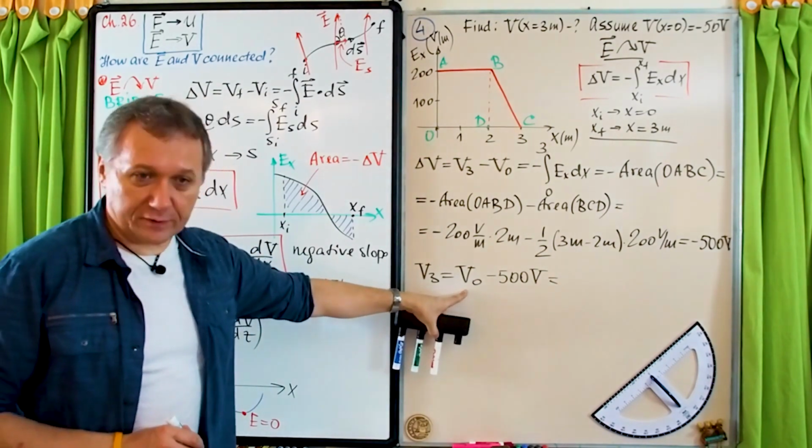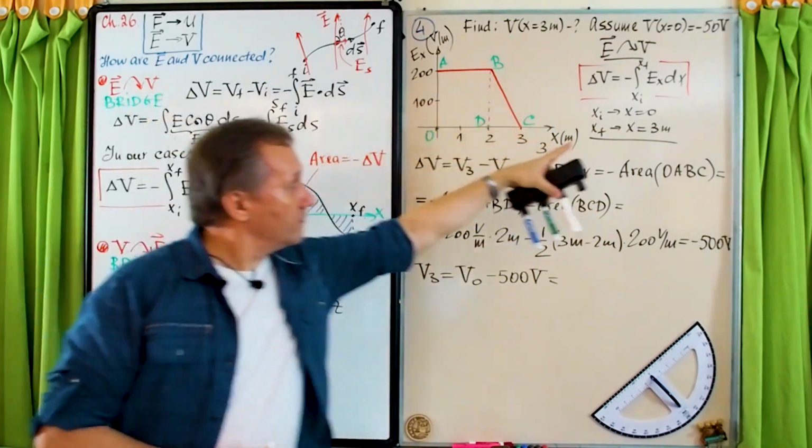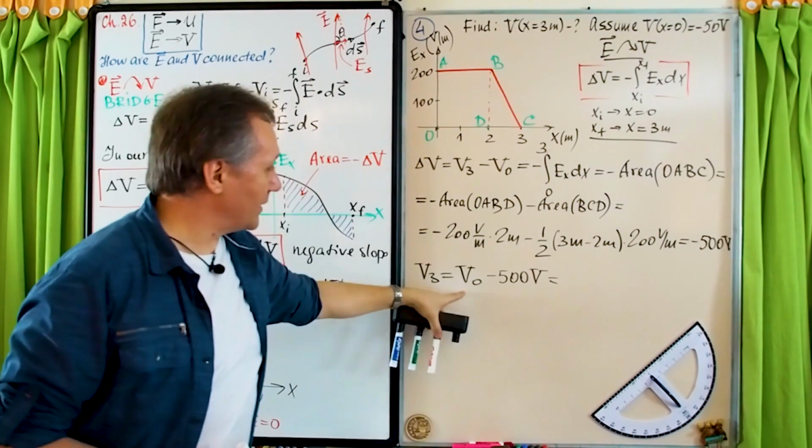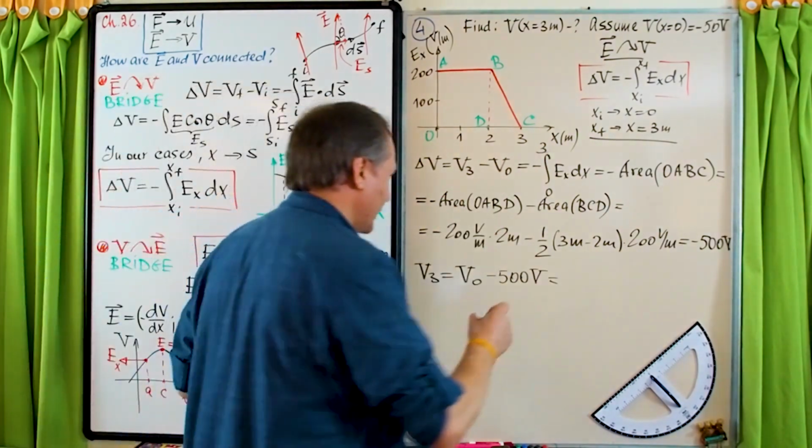So minus 50, that's what is given, right? Minus 50, minus 500, minus 550.